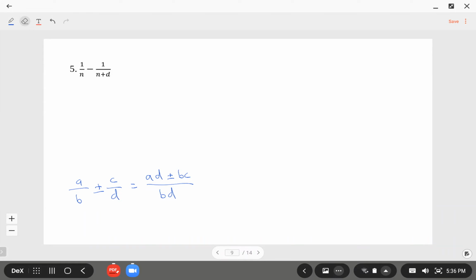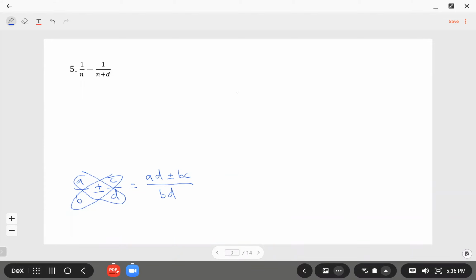So what are we doing with A, D, and B, C, and B? And because we got a common denominator, we need to multiply the numerator. Okay, I'm using an eraser right now. We need to multiply the numerators with our new denominator.